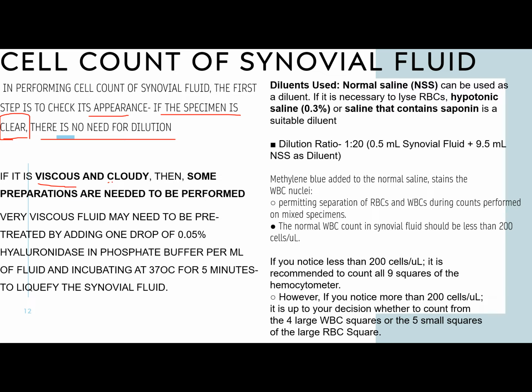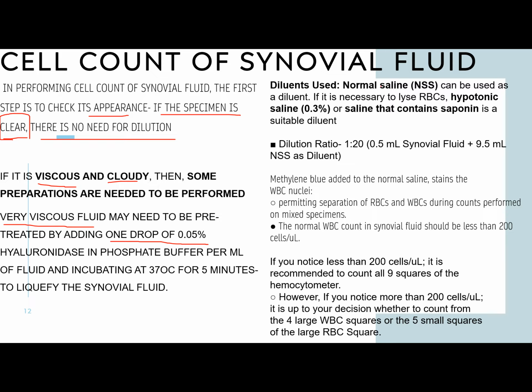But if it is viscous and cloudy, then you need to do some preparations. For example, if you have a very viscous synovial fluid, you need to add 1 drop of 0.05% hyaluronidase in phosphate buffer per ml of fluid and incubate it at 37 degrees for 5 minutes to liquefy the synovial fluid. So if you have a very viscous fluid, you need to liquefy it by adding 0.05% hyaluronidase.